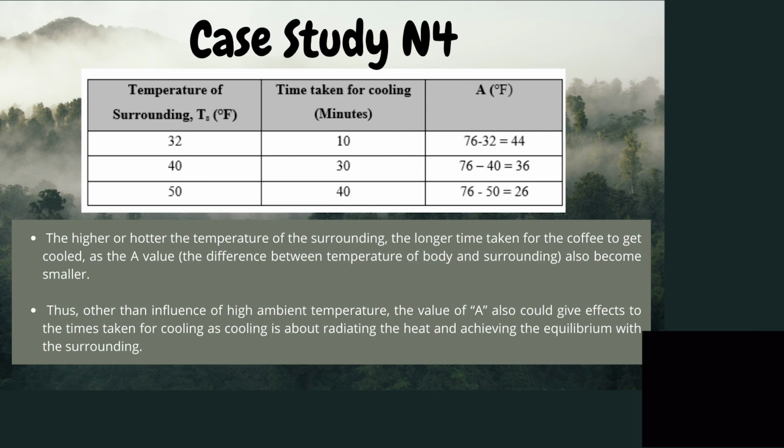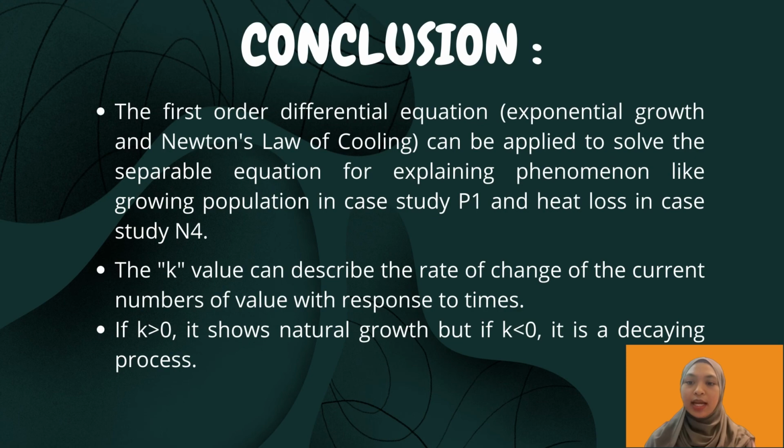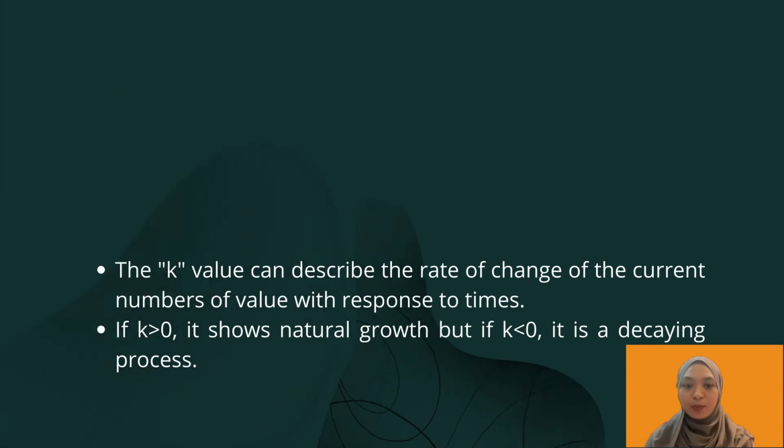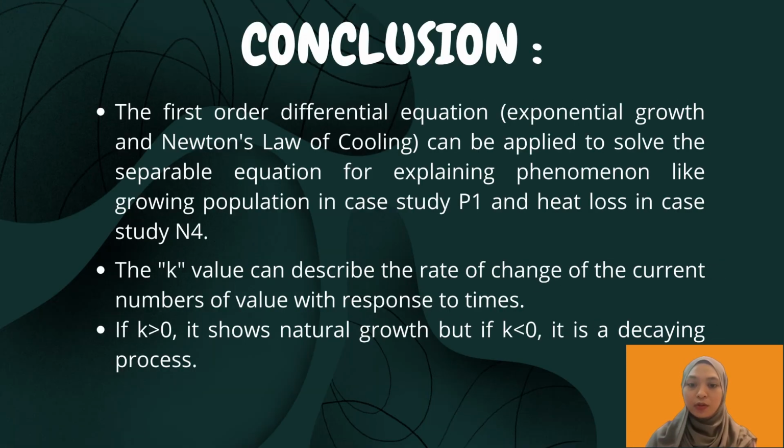could give effects to the time taken for cooling, as cooling is about radiating the heat and achieving equilibrium with the surrounding. So the last part, which is the conclusion: the first order differential equations, which are exponential growth and Newton's law of cooling, can be applied to solve the separable equation for explaining the phenomenon of growing population in case study P1 and the heat loss in case study N4. And the K value can describe the rate of change of the current value with respect to time. If K is more than 0, it will show positive or natural growth, and if K is less than 0, it will show a decaying process.